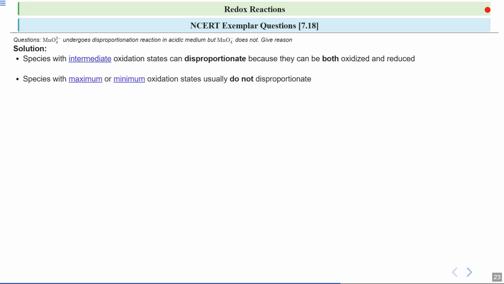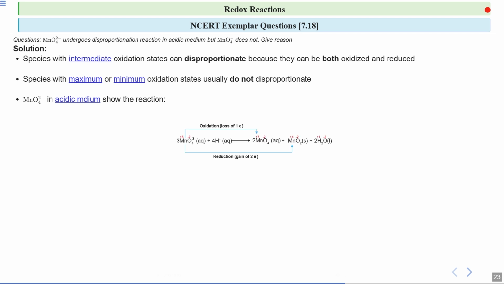Now, why intermediate? Suppose it has a maximum or minimum oxidation state, then what will happen? It cannot oxidize or reduce. If it has the maximum one, it cannot be further oxidized. If it is the minimum one, it cannot be further reduced. If you take the case of MnO4 2- in acidic medium and write the reaction for it, it will be MnO4 2- plus 4H+ giving us 2MnO4-, MnO2 and 2H2O.